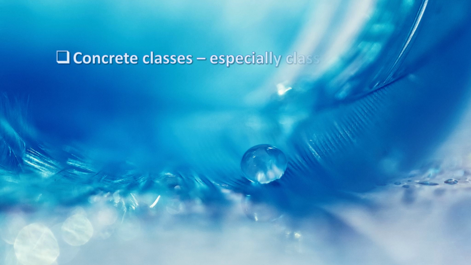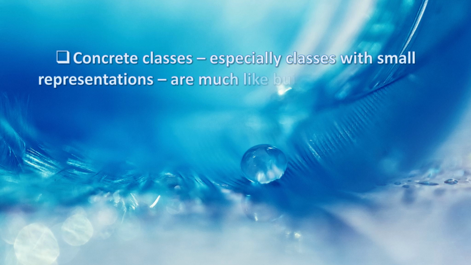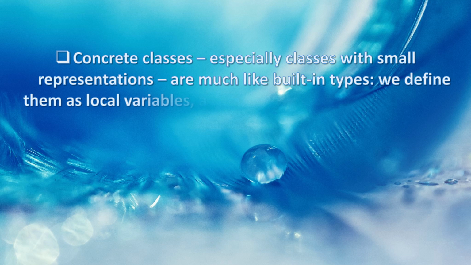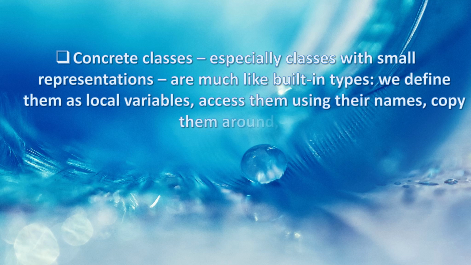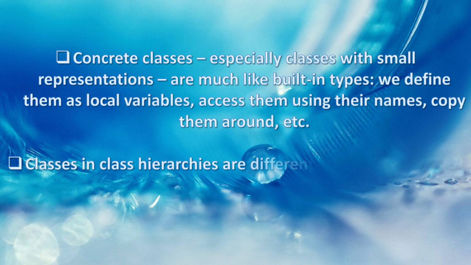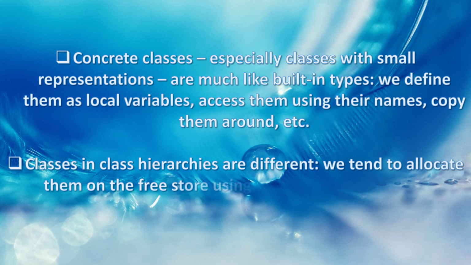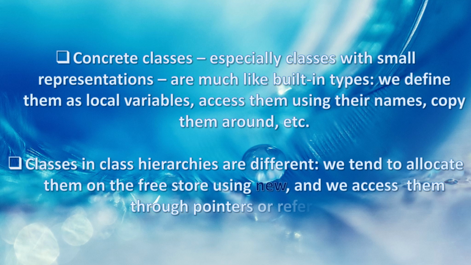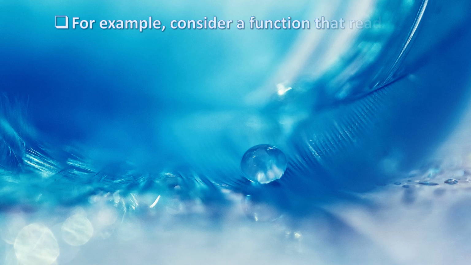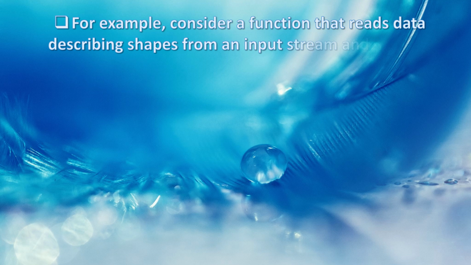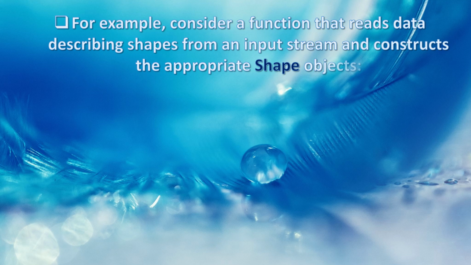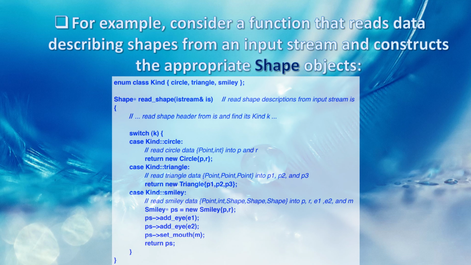Concrete classes, especially classes with small representations, are much like built-in types. We define them as local variables, access them using their names, copy them around, etc. Classes in class hierarchies are different. We tend to allocate them on the free store using new, and we access them through pointers or references. For example, consider a function that reads data describing shapes from an input stream and constructs the appropriate shape objects.